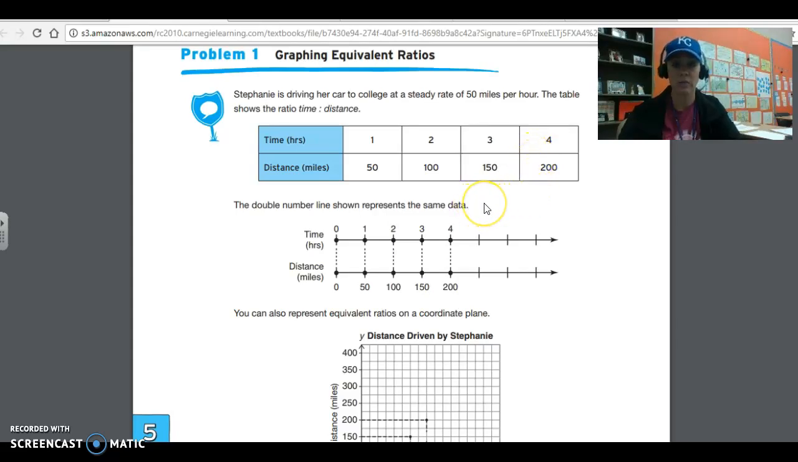I would like you to pause the video, take a moment to draw the double number lines, and then I want you to keep filling them out. We stopped at 4 hours and 200 miles, so what would come next? 5 hours and how many miles? And so on. Go on ahead and pause the video so you can draw your own double number lines and finish labeling them.